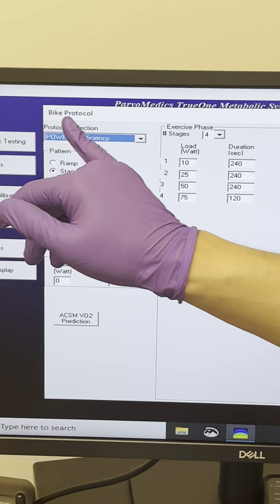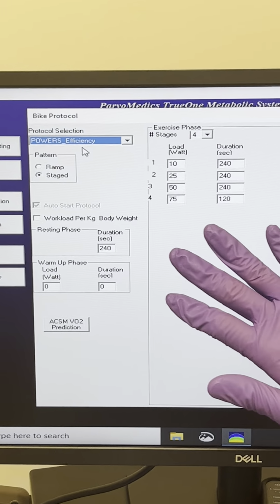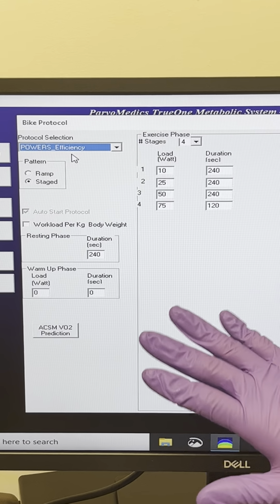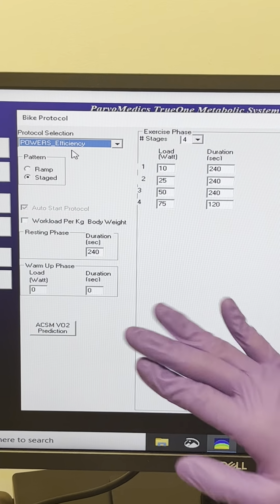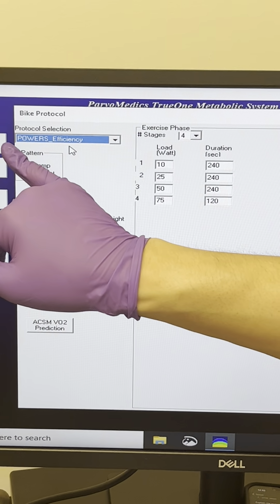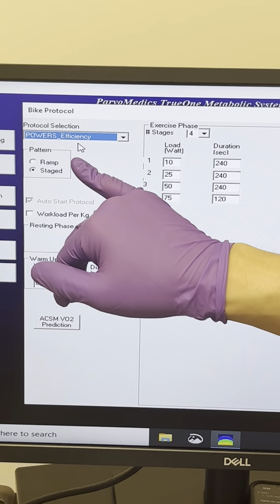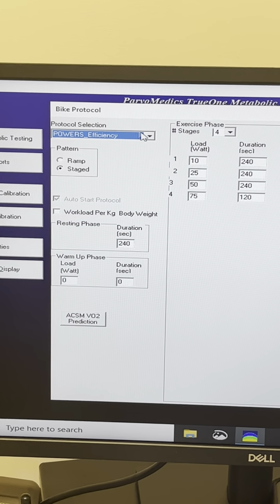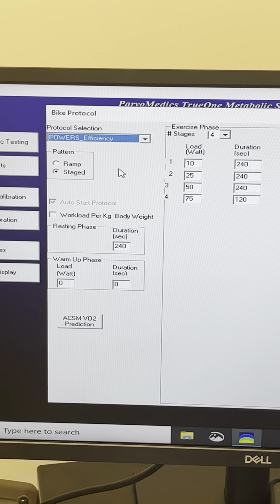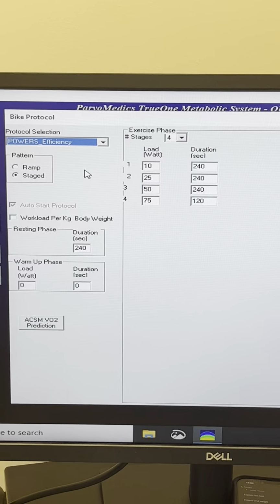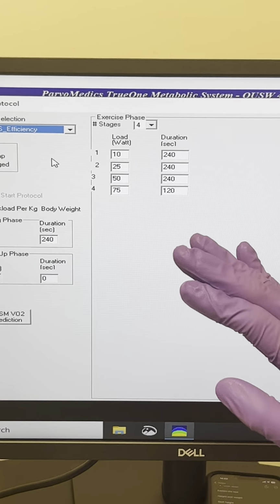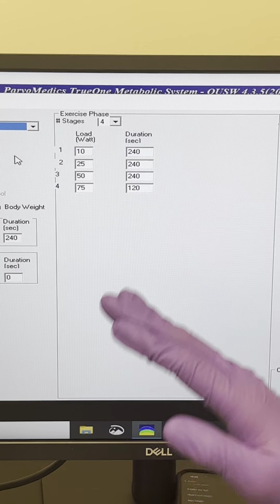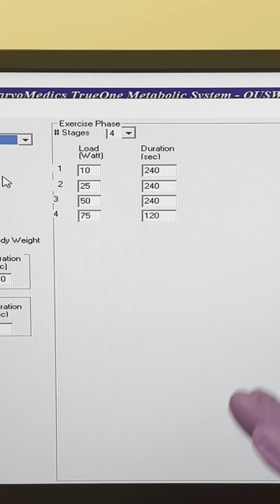And then this is the protocol screen. This should already be set up. You should never have to change this. If for some reason it's set to a different protocol, we have it saved as powers efficiency. So you select the powers efficiency protocol and just look at it and make sure that it is in fact the powers protocol and that it hasn't been changed by somebody by accident.